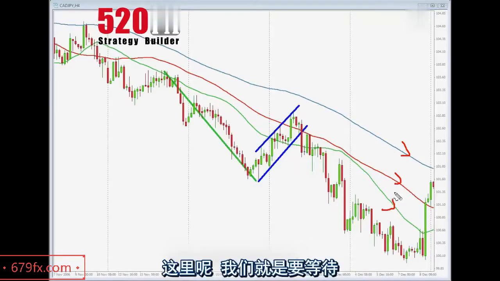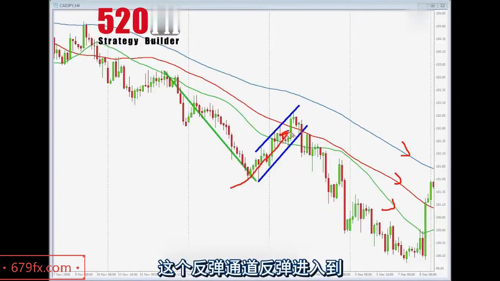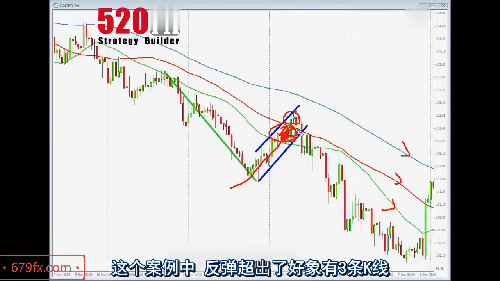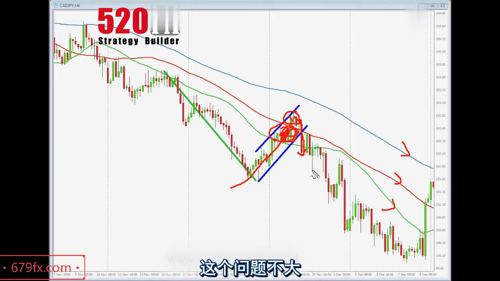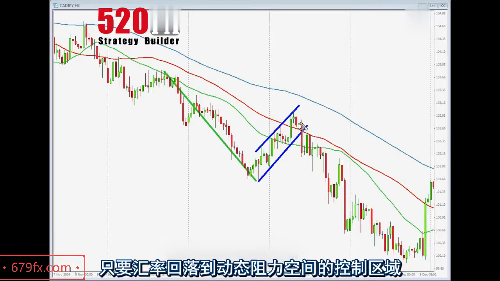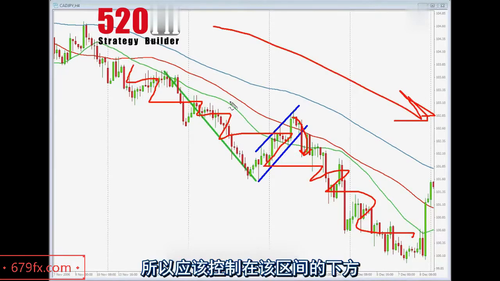We will also be looking for a retracement back into that dynamic area of resistance. In this case, we overshot about 3 bars, I think: 1, 2, and then the third bar we came back down. It's not a big deal. You can have a quick pierce above as long as you don't get many bar closes above, and as long as price doesn't get anywhere near the 100, it's fine. As long as price dives back down into the right area of the dynamic area of resistance. Since we are in a downtrend in this case, we want price to fall below the dynamic area of resistance.